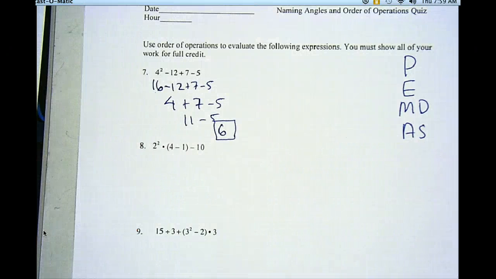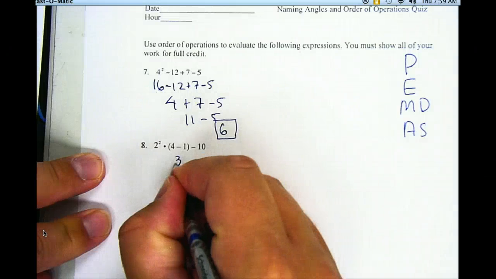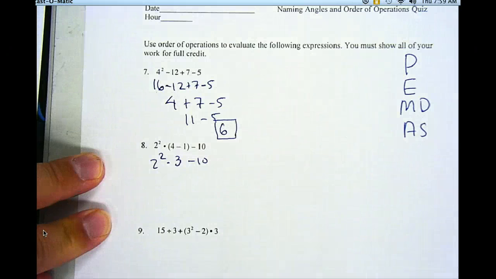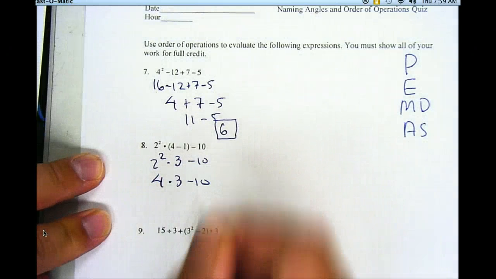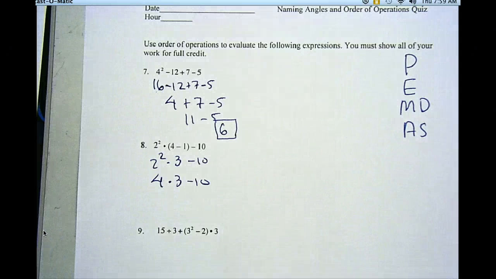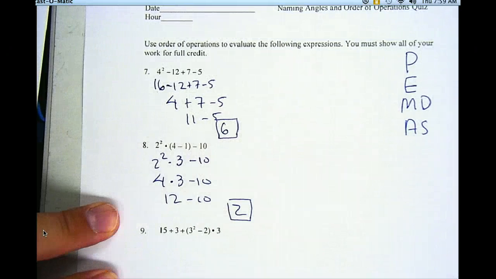Okay, let's try the next one. I have parentheses, so I'll do that first, and everything else will stay the same. So the parentheses is 3, and everything else will stay the same. I don't have any more parentheses, so now I'll do my exponents. It's important to do these one step at a time, because if you don't do them one step at a time, you sometimes miss steps or do steps in the incorrect order. So make sure you do them one step at a time. Then it's 12 minus 10, and I get 2 as the answer for that one.